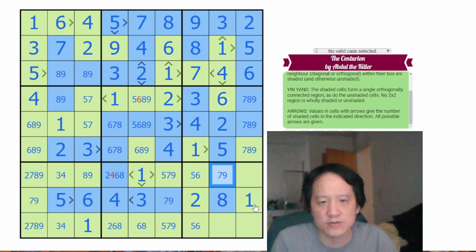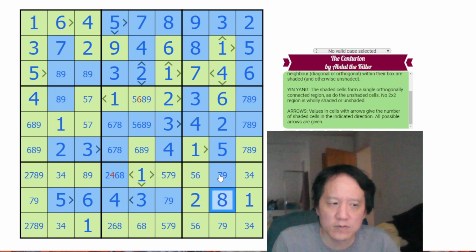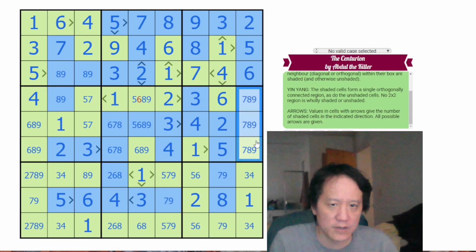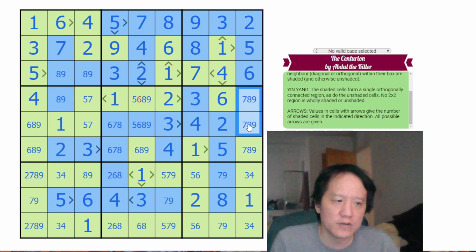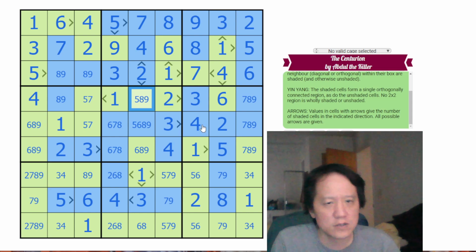This can't be 5 or 6. This is 7, 9, 7, 9. It becomes 3, 4, 3, 4. This cannot... actually, it could be either. So this is 7, 8, 7, 8, 7, 8, and 9. So 7 can be in any of the spots. Actually, that works. Huh.